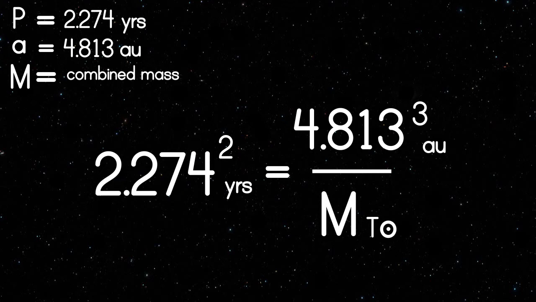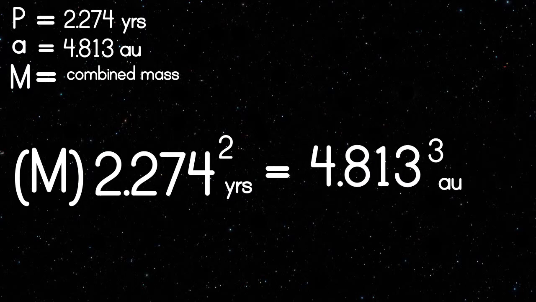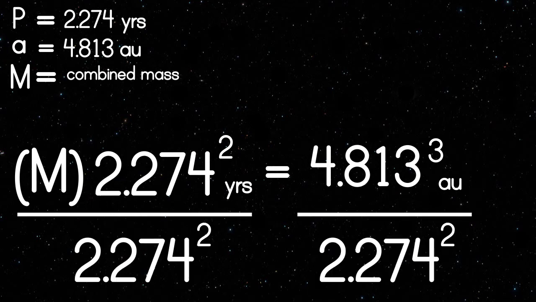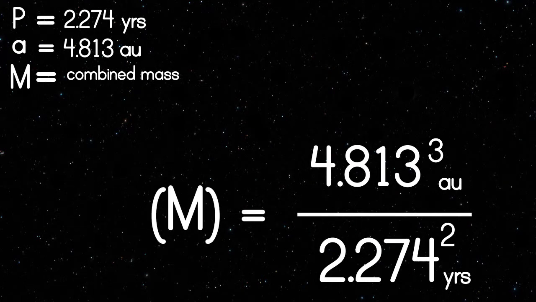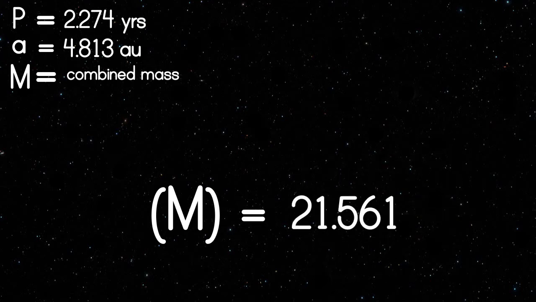But seeing as we need to solve for M, the equation must be rearranged. Since A is being divided by M, just simply multiply M on both sides. That will look like this. To finish rearranging, we need to get M by itself, so divide both sides of the equation by 2.274 squared, and here's what that will look like. The next step is to multiply by the exponents, so we'll have M equals 111.493 over 5.171. Now we can calculate for M, which comes out to 21.561.